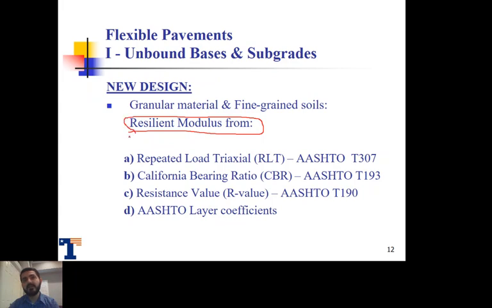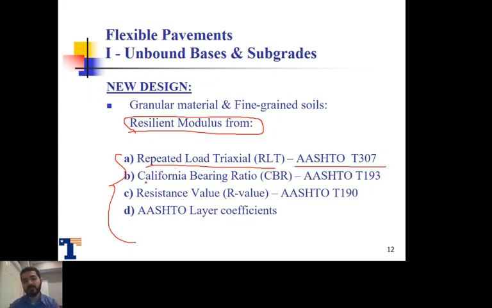The concept that I just showed you is the concept of a resilient modulus in general. We can apply the sinusoidal loading or triangular loading using all these types of testing that we're going to go through. The very first one, which is again very related to what we just introduced you to, is the repeated load triaxial, which is RLT. It has an AASHTO standard, which is T307.